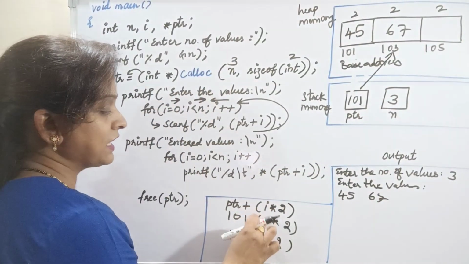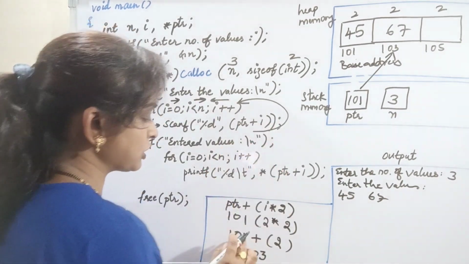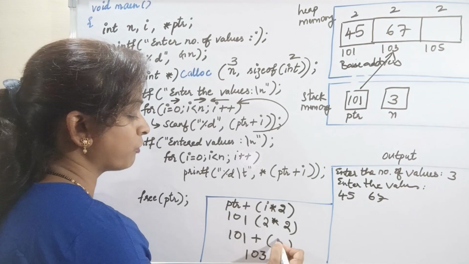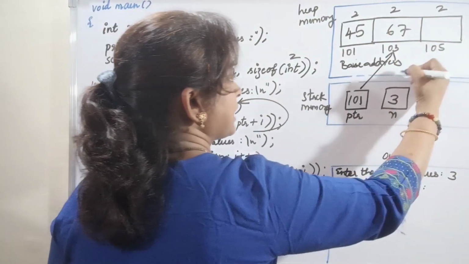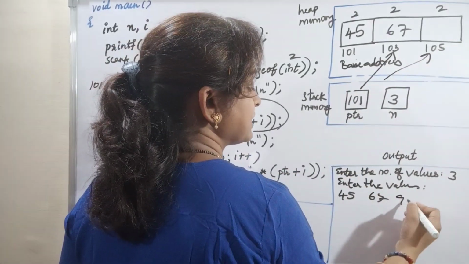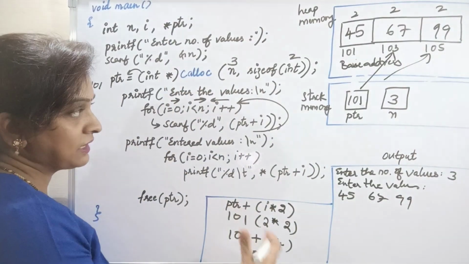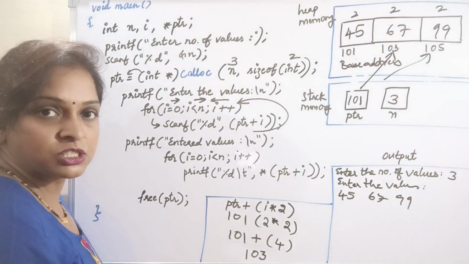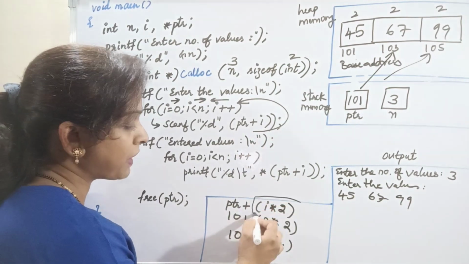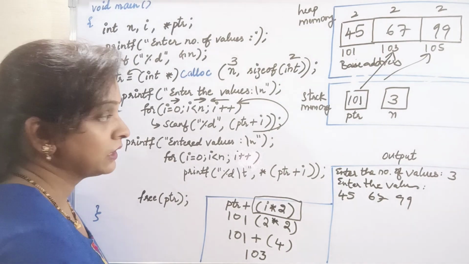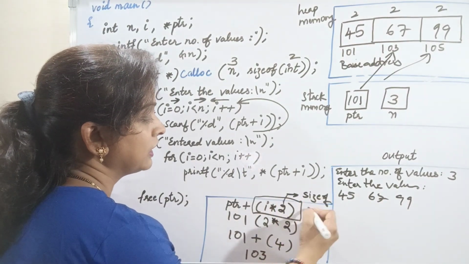Again loop back. i gets increased to 2. Base address will be 101 itself. So it is 101, 2 into 2. It is 4. So 101 plus 4. It is 105. So the next location is 105. So I'll just enter 99. So that value will be stored in 105. So like this, the internal calculations will be done. So it is PTR plus i, in the sense i into 2. This part will be done by the compiler. Into 2 means it is the size of the data type.